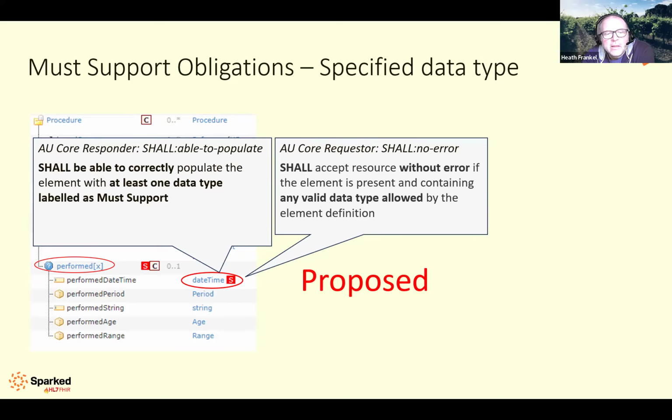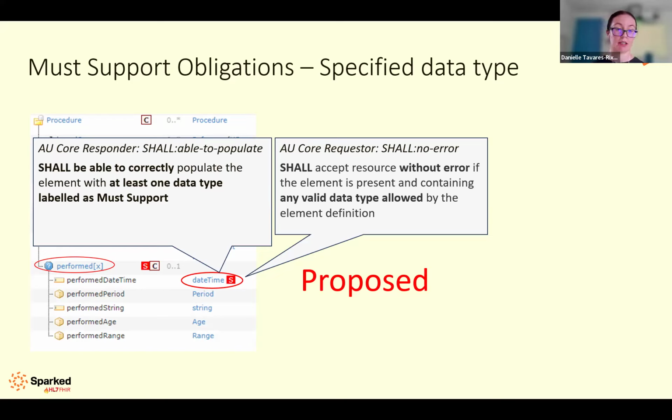I believe that's how that lays. So the performed element would have, responder shall populate if known. So if you have performed, whether that's date, time, period, string, age, or range, if you have it, send it. If you don't, don't send it.